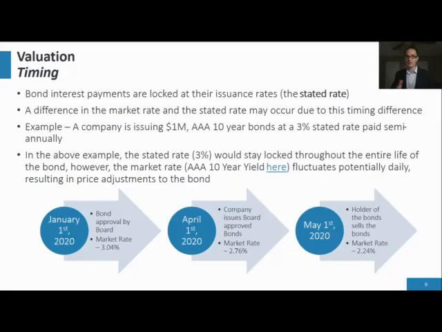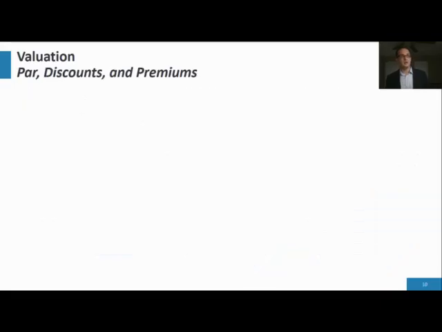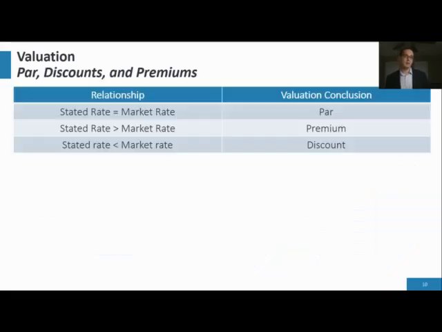And the fluctuations go both ways. So hopefully this timing really helps illustrate how when the market rate changes, the value of the bond changes, but that 3% stated rate won't change. That 3% stated rate is always going to be locked for the life of the bond unless those bonds are retired. So let's talk about par, discounts, and premiums.